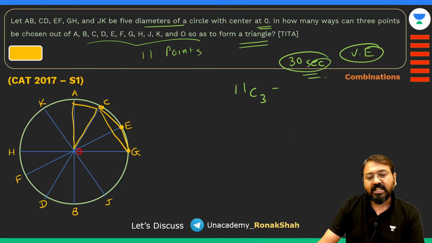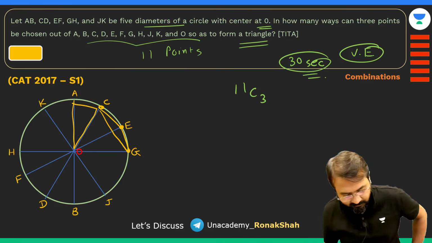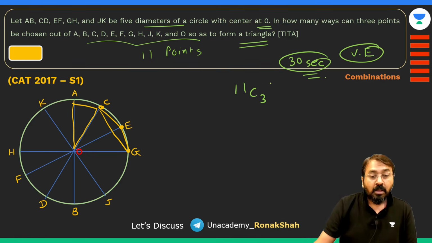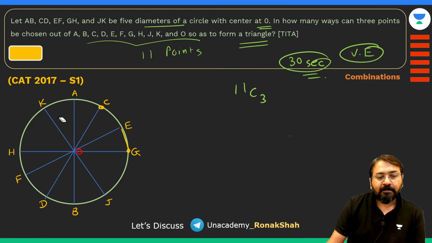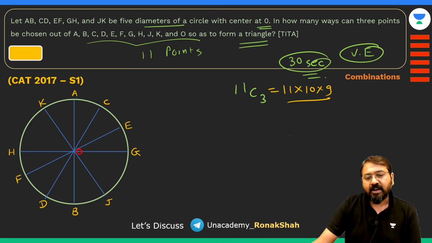So guys, total can we say 11C3 triangles can be made? Isn't this very simple, everyone? But here we need to subtract certain numbers. Okay, first of all, what is 11C3? So 11 into 10 into 9 divided by 3 factorial. So you know 3 factorial is 6. This is 15, 6 15s are 90. So this will come out to be what?